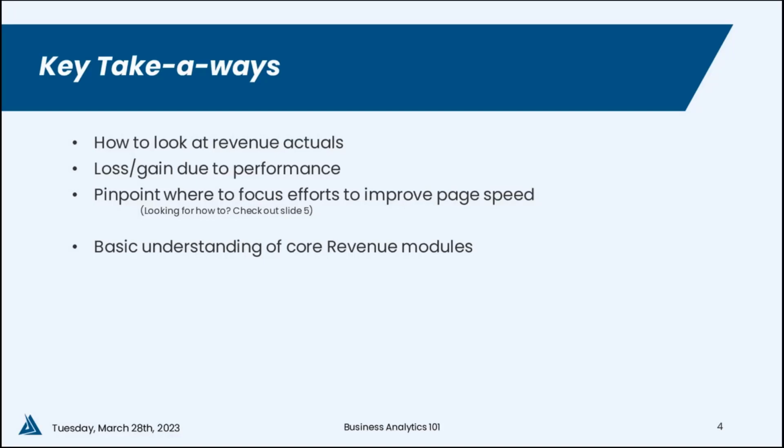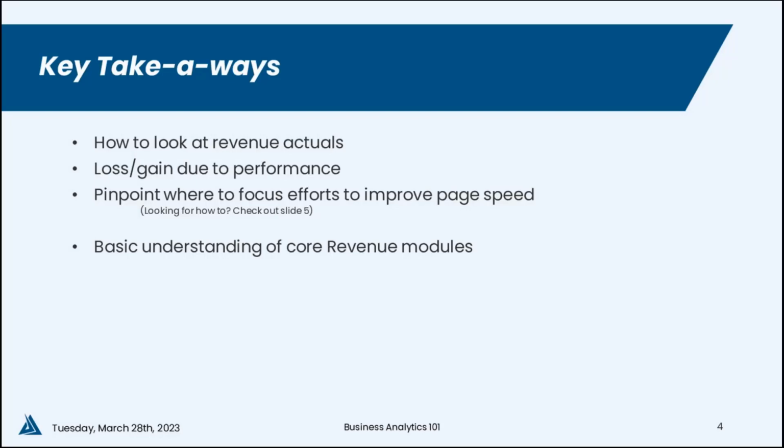And it's, how do we look at the revenue actuals? I'm just going to read this slide because why not? Loss and gain due to performance. Where do we need to focus efforts to improve that page speed? So even just directionally, how do we use this to dig in and find which page we want to focus on? As well as we just want you to have a basic understanding of core revenue modules, right? So that's the main goal of this.